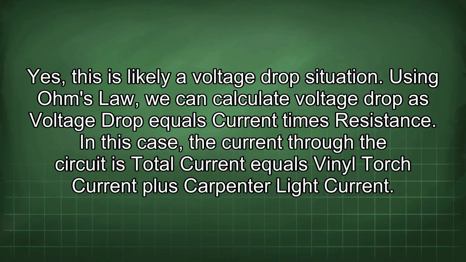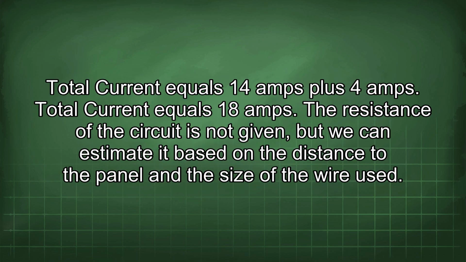Yes, this is likely a voltage drop situation. Using Ohm's law, we can calculate voltage drop as voltage drop equals current times resistance. In this case, the total current equals vinyl torch current plus carpenter light current. Total current equals 14 amps plus 4 amps. Total current equals 18 amps.